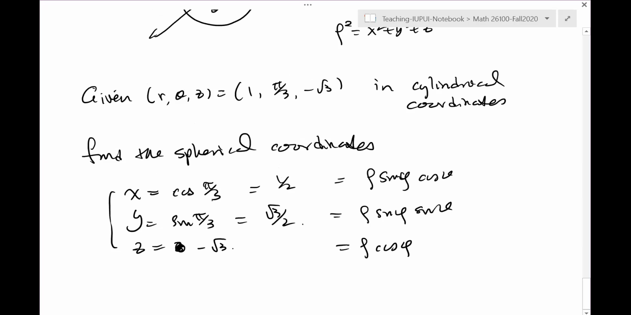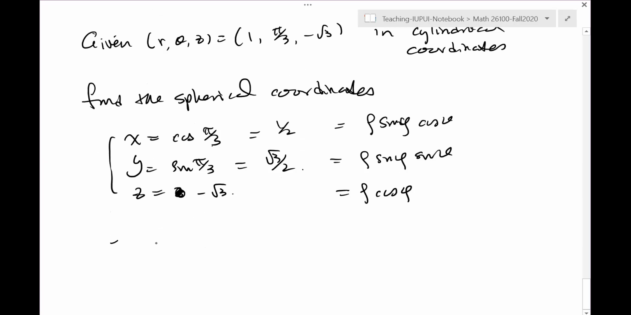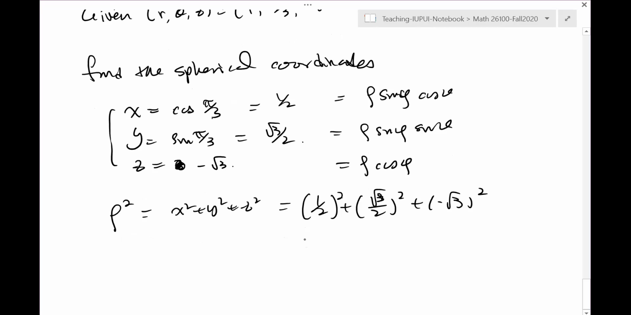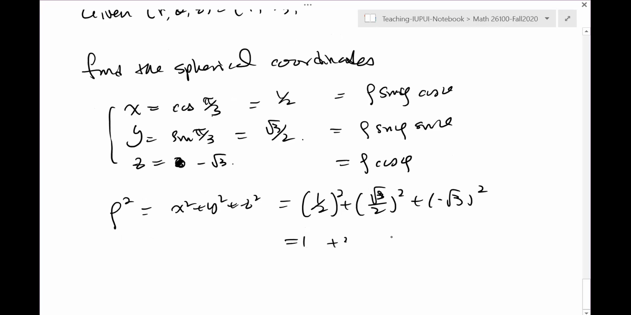Now, how do you solve this part? I think you have to find the rho first. Rho squared is x squared plus y squared plus z squared. Which is going to be 1/2 squared plus square root of 3 over 2 squared plus negative square root of 3 squared. The first term is 1, the second term is 3, so it's 4. So rho is 2.